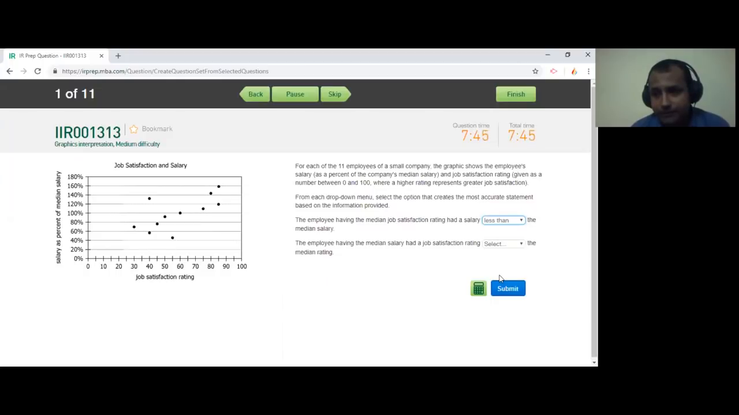So essentially what is happening over here is the employee having the median salary is the guy sitting at the 100% value, and we are asked what's his job satisfaction rating with respect to the median rating. Now the median rating we just saw in the previous part is 55. This person with 42% on the y-axis has 55, and this 100% person has 60. So it's greater than. Okay, great learning over here. Let's move on.